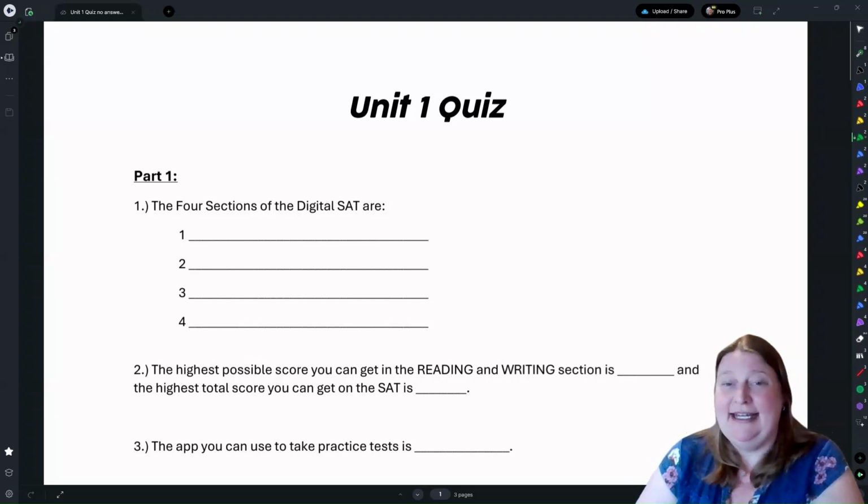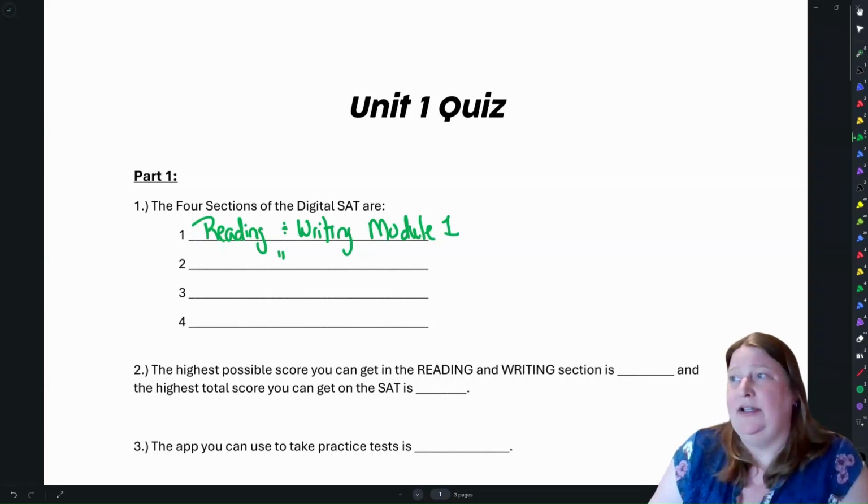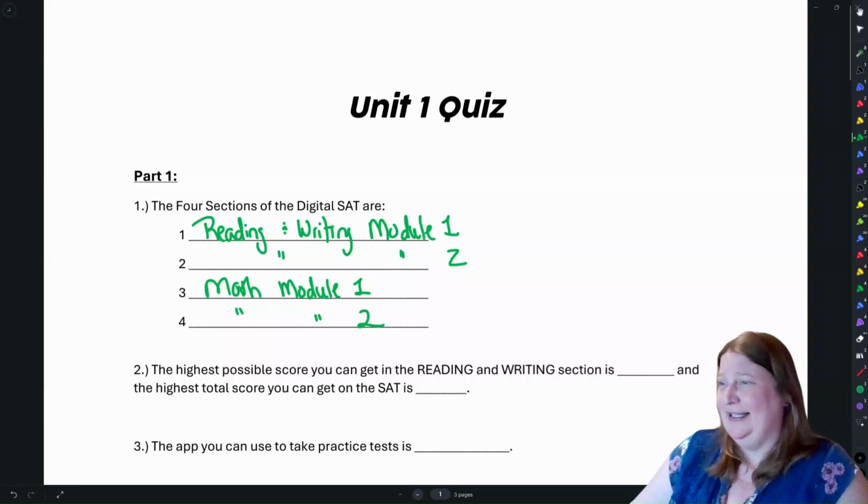If you took Unit 1, you know how the digital SAT is set up and all the details about it. The first section is always reading and writing. And that's called Module 1. The second section is also reading and writing, but now it's Module 2. The third part is Math, Module 1. And then you have Math Module 2. And that would be the four parts to the digital SAT.